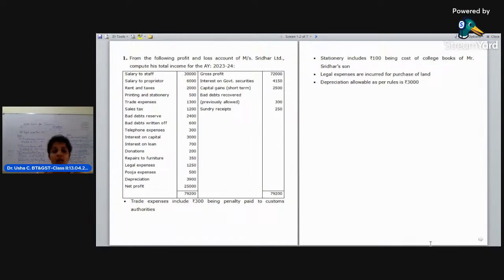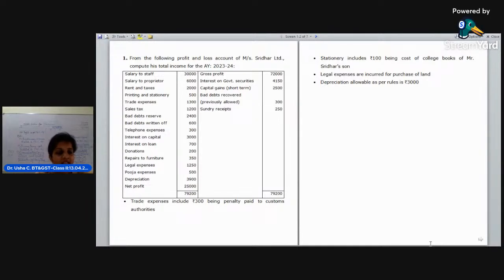Sales tax. See here, income tax is not allowed. Payment of advance tax is not allowed. But the sales tax is allowed because the tax is paid because there is a sale. Correct. So this sales tax or the GST, whatever they pay, that is allowed. Goods and services tax is allowed.